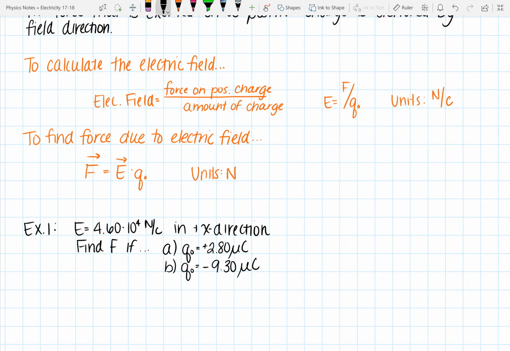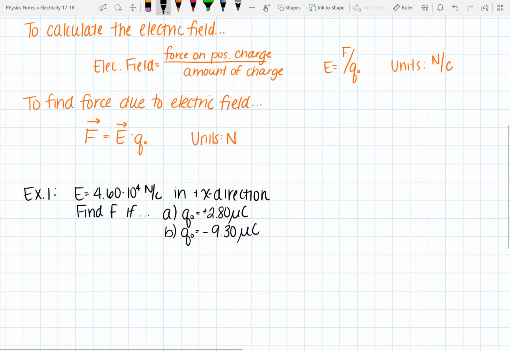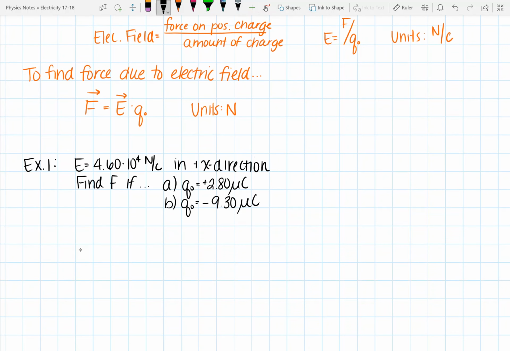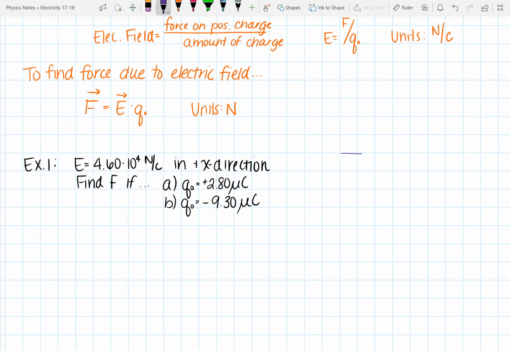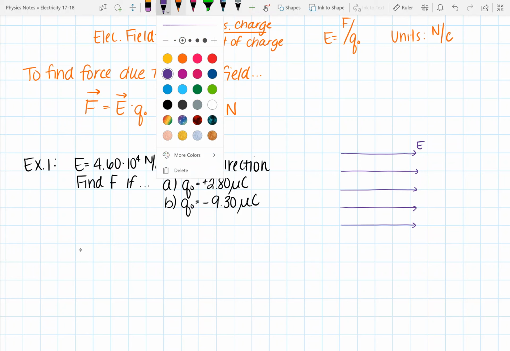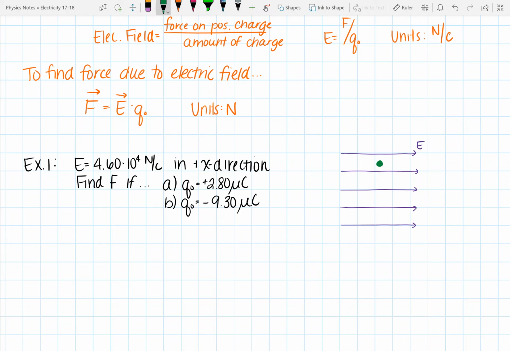So, I can look then at a drawing that I'm going to create now, where I have some field lines, right? The electric field goes this way, because it points in the plus x direction. This is my electric field. I'm going to have some little charges here. I'm going to have this one representing part A, and this one down here is going to represent part B.